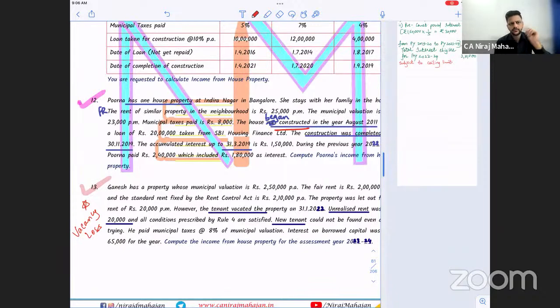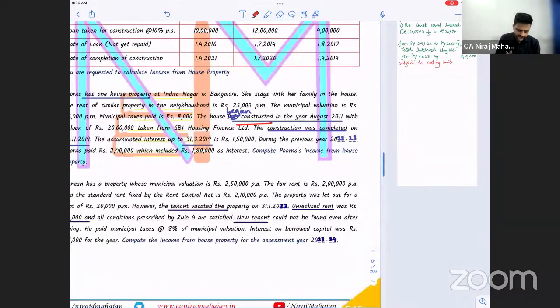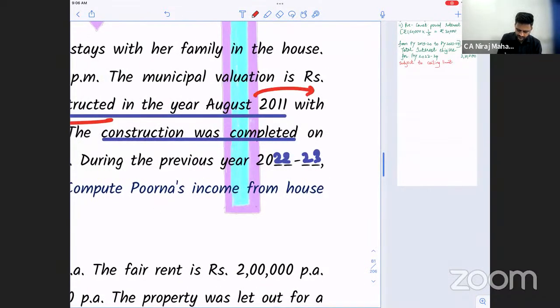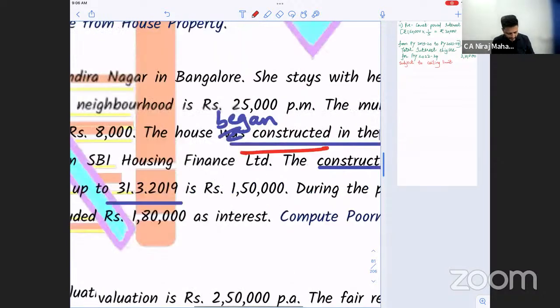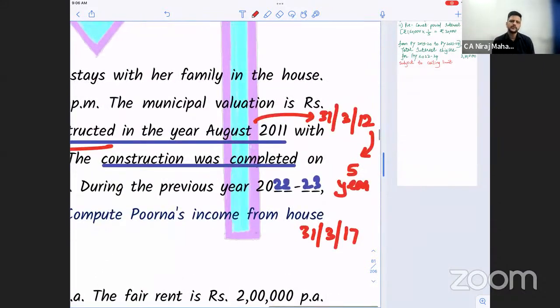The loan was taken on August 11. So what is the financial year ending? 31st March 12. From there, 5 years: 13, 14, 15, 16, 17. Was my property completed by 31st March 17? No. It was completed in November 19. So that point is not satisfied. Therefore, the ceiling limit is 30,000 rupees.